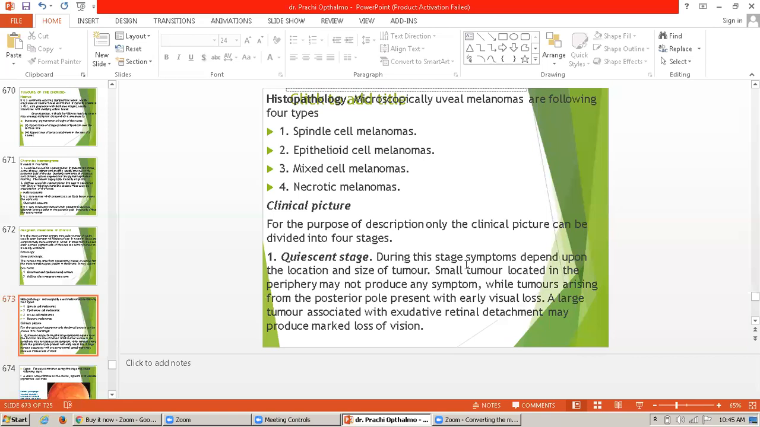In that, during this stage, symptoms depend upon the location and the size of the tumor. Small tumors are located in the periphery and may not produce any symptom, while tumors arising from the posterior pole present with early visual loss, and a large tumor associated with exudative retinal detachment may produce a marked loss of vision.